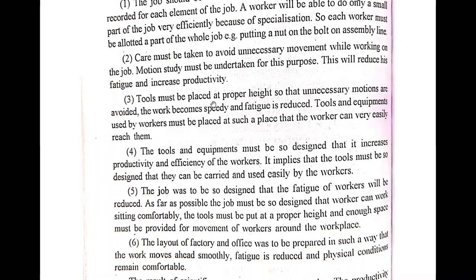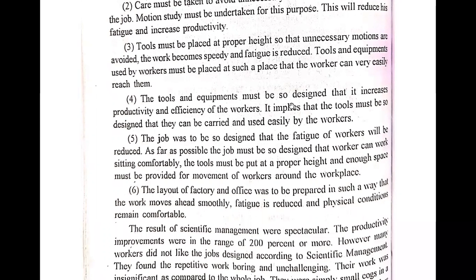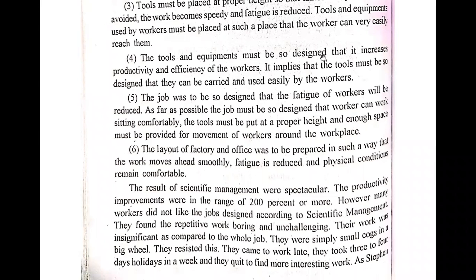Third element is tools must be placed at a proper height so that unnecessary motions are avoided. The work becomes speedy and fatigue is reduced. Tools and equipment used by the worker must be placed at such a place that the worker can reach them very easily. Fourth is that the tools and equipment must be so designed that they increase productivity and efficiency of the workers. It implies that the tools must be so designed that they can be carried and used easily by the workers. So guys, the tools required to do the job should be designed in such a way that work can be done very easily by using them.